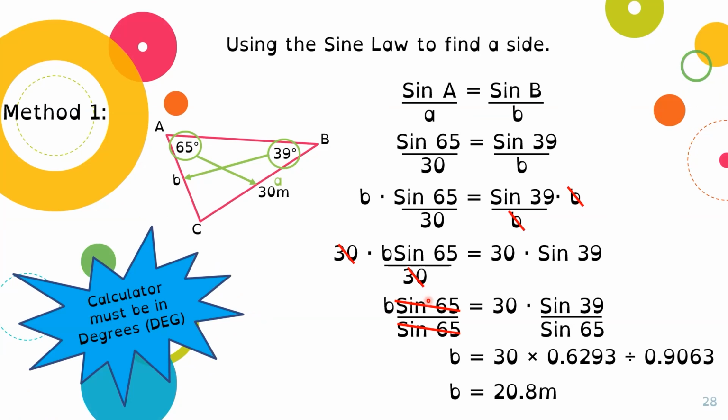So that's one way of finding the sine law. Basically, you're doing the same thing that you did before. You just have to do a little bit of algebra and rearranging, which can be easy to make mistakes on.